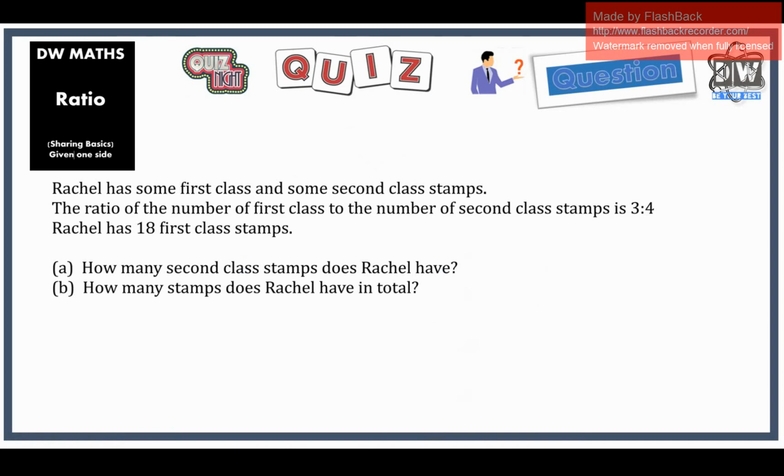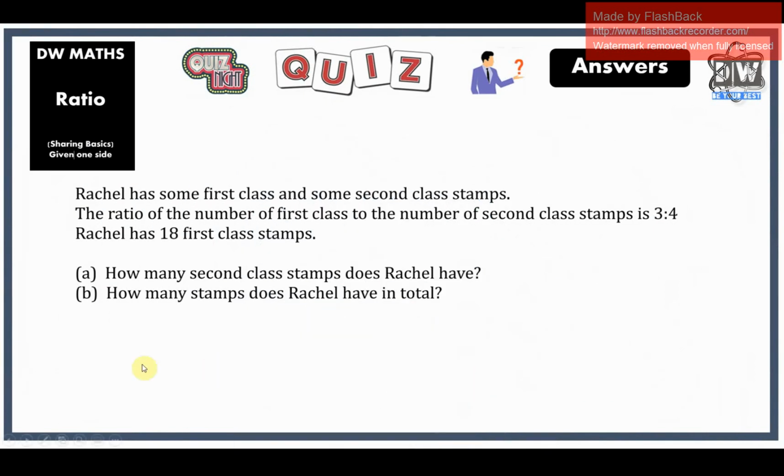So time for answers now. Here we go. Rachel had some first class and second class stamps. The ratio of number of first class to the number of second class was 3 to 4. So obviously 3 first class stamps, and we had 4 second class. Rachel has 18 first class stamps. How many second class stamps does Rachel have? How many stamps does Rachel have in total?